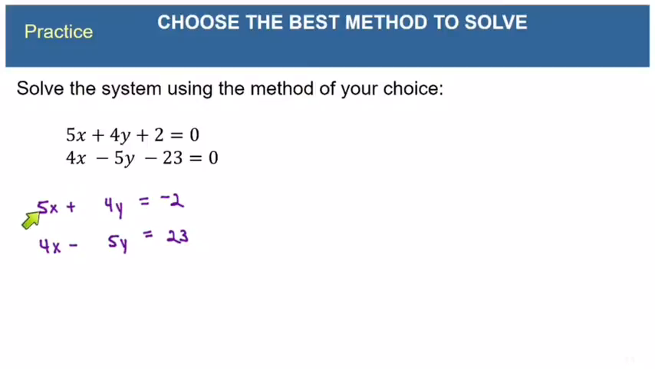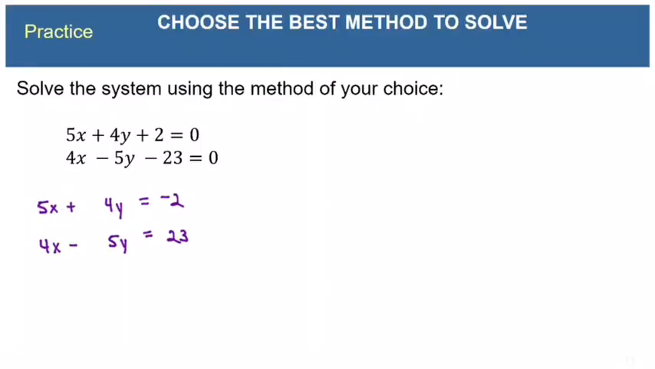But now which variable should we eliminate? Here I have 5x and 4x. Okay, I can make these into 20s, but I'm going to have to multiply one of the equations by a negative because I don't need them to both be positive. Here, I have a positive and a negative already built in, so I think I'll go ahead and eliminate the y variable. Let's shoot for 20y and negative 20y.